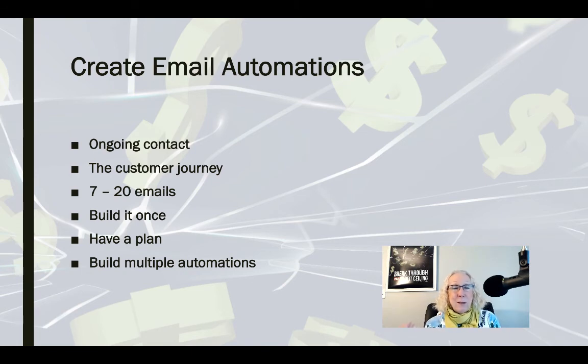So I have clients who say, yeah, I emailed them 3 times and nothing happened. Okay, it takes 7 to 20 emails, which is why automations are so cool, because you can set them up one time, you build it one time, and you're done. Like one and done, and then it's there, and people go along that journey.